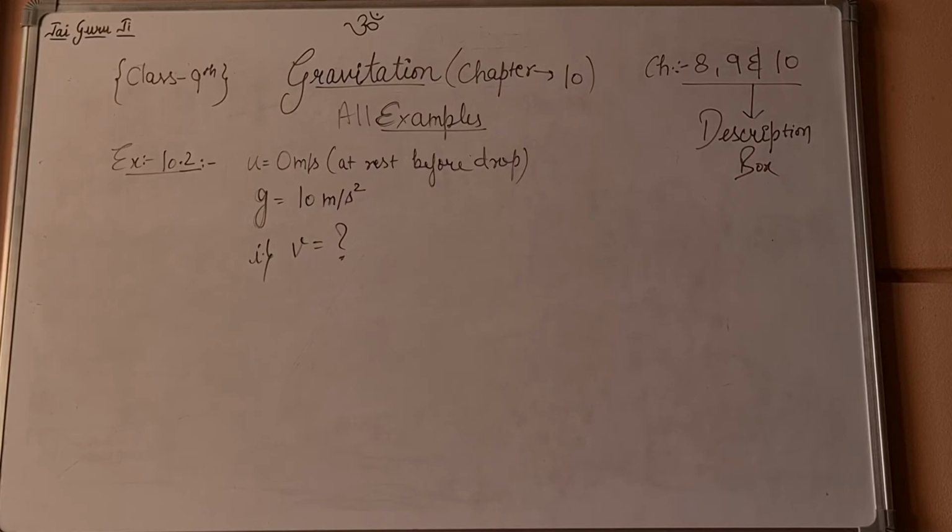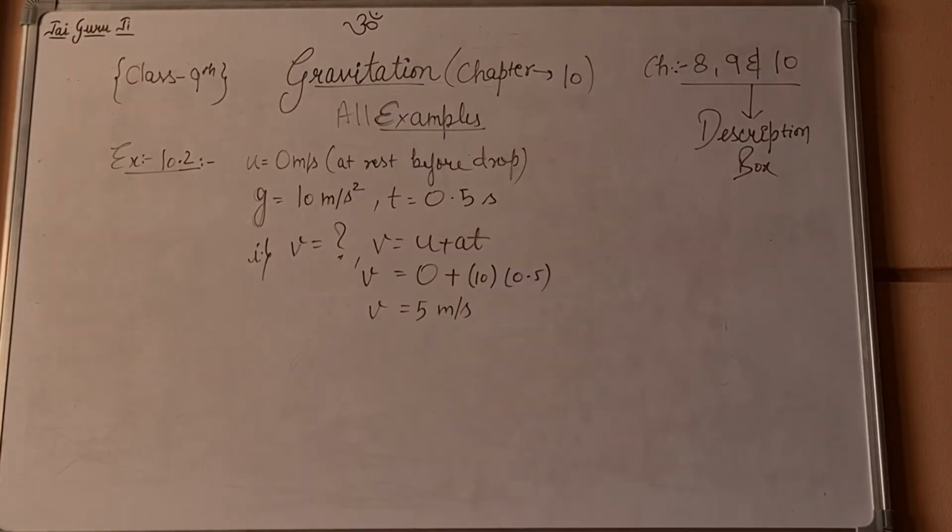g is 10 meter per second square, and the gravitational force is in the downward direction, and the car is also moving in the downward direction, so it is positive. Now the first part is, what is the speed on striking the ground? So it means capital V, that is the final velocity, should be calculated here. So we have the first equation of motion, v equal to u plus at. We substitute all the values: u is 0, a is 10, and time is 0.5 second. So 0 plus something is something. So 10 into 0.5 is 5. Velocity unit is meter per second. So the final velocity value is 5 meter per second.